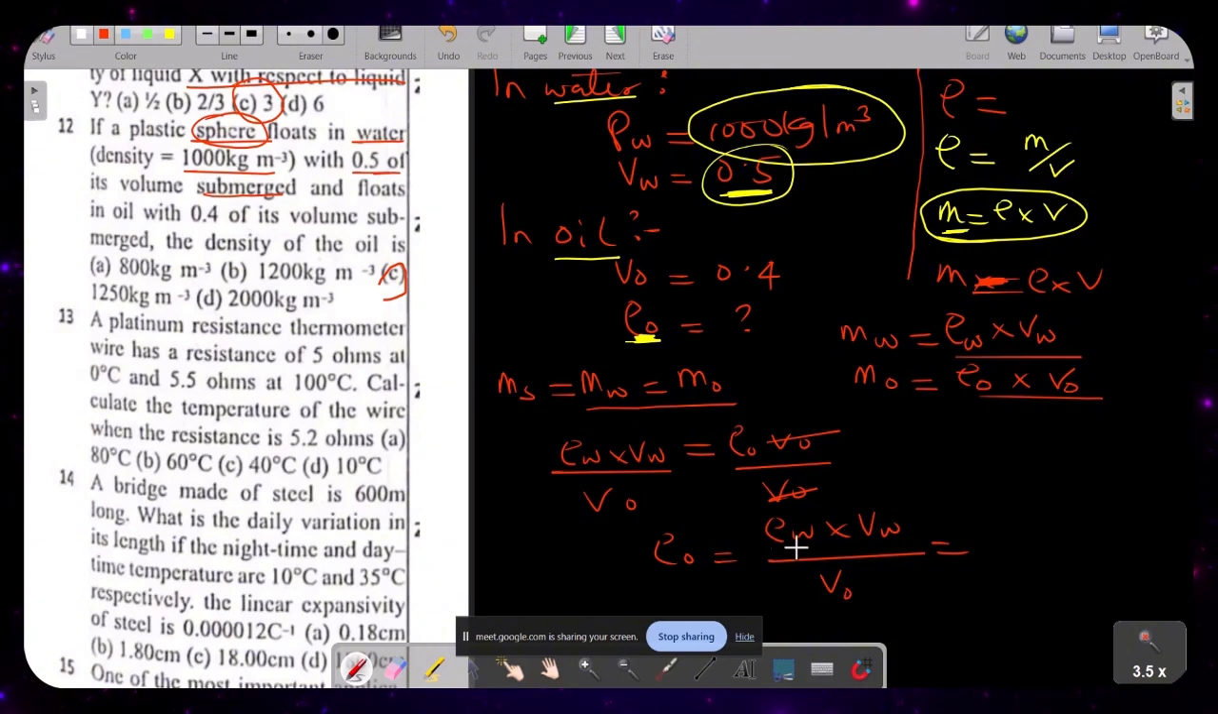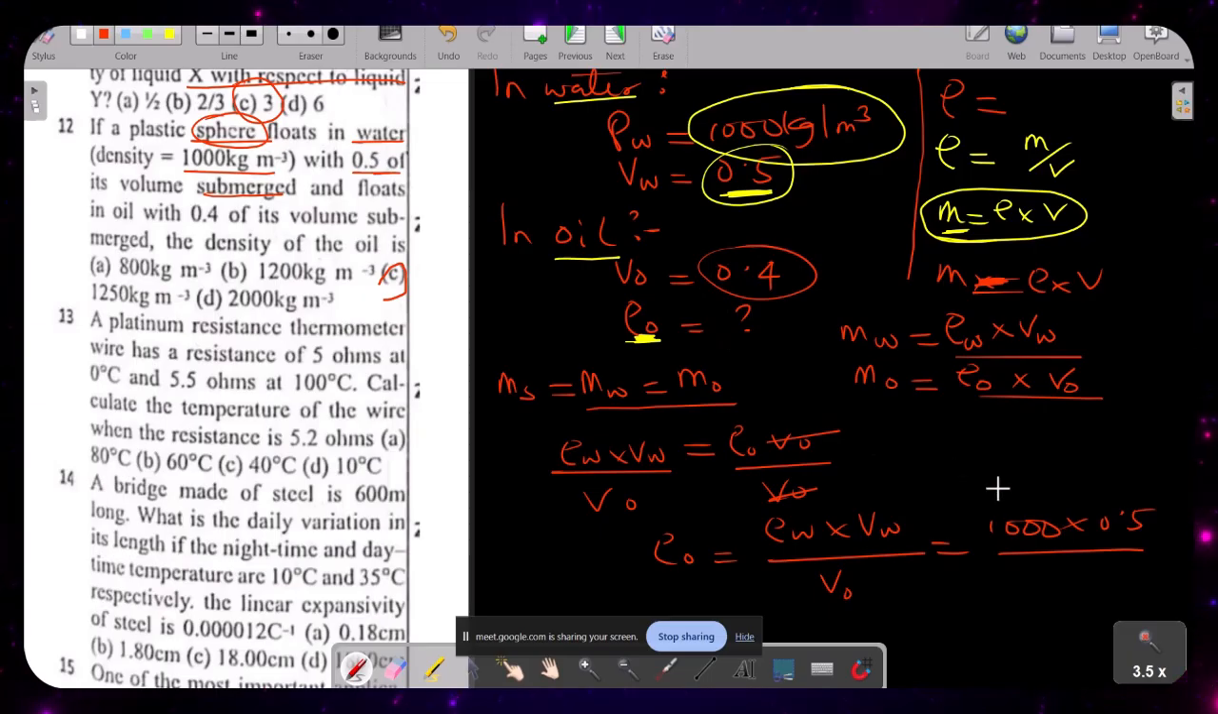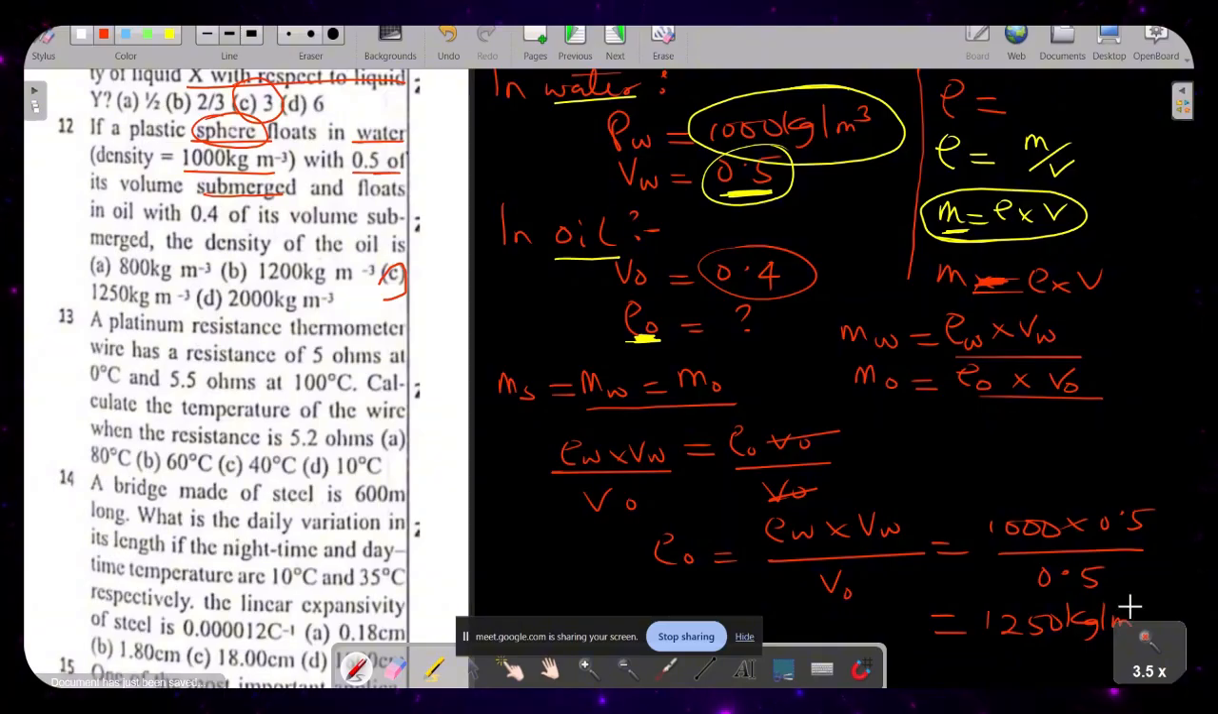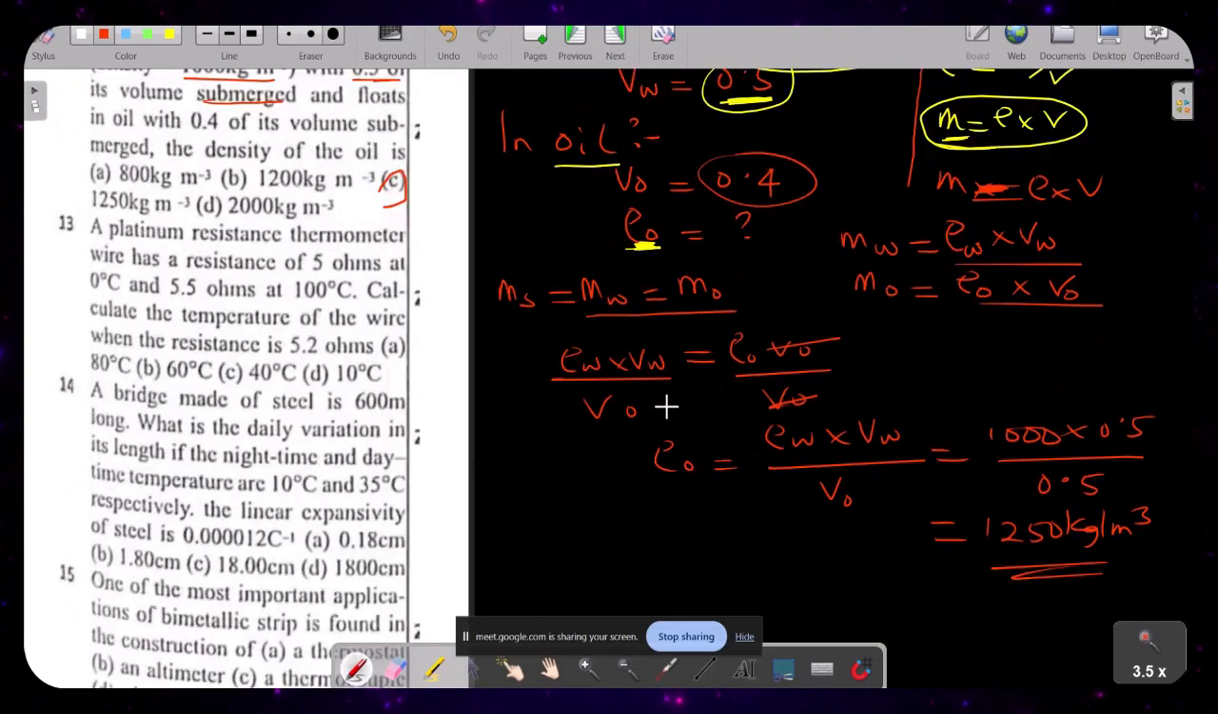So which is equal to, density of water is 1000 according to what we have here. Volume of water is 0.5 all over volume of oil. Volume of oil is 0.4. So when you calculate all of them, it's going to give you 1250 kilogram per meter cube. So that is your final answer. The answer to this question is option C, which is the correct option for it now.